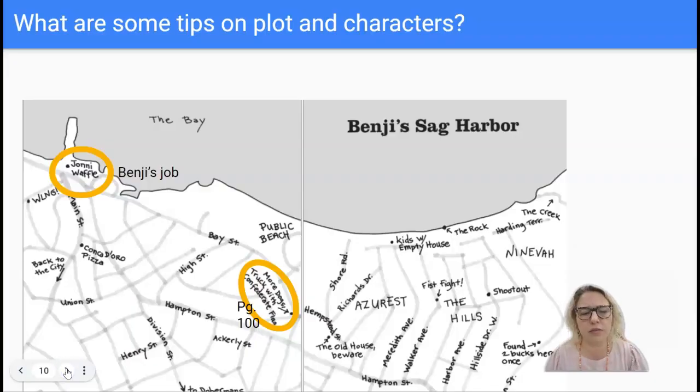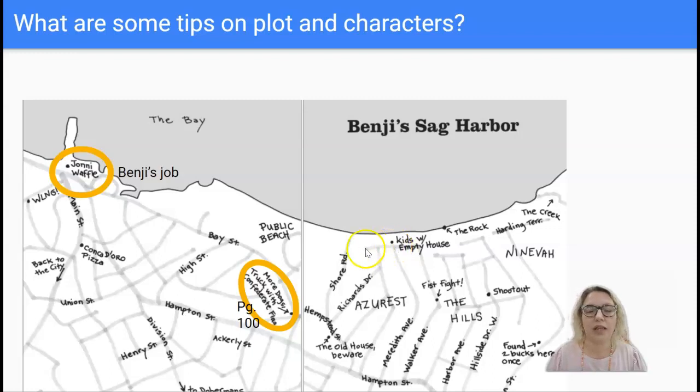First of all, the map that is in the front of the book is helpful for this reading. In this reading, Benji is moving from his house, the kids with the empty house, to Joni Waffle, and he talks about making a shortcut along the beach. You can see how that would be helpful as opposed to having to walk down these streets, which is sort of out of the way.